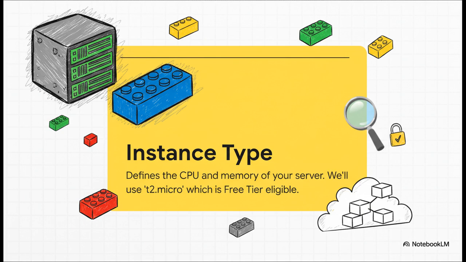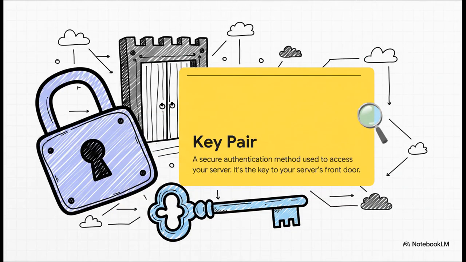Now, we can't just build this server and leave the front door wide open. We need a lock and we need a key. That is exactly what a key pair is. It's a super secure, unique cryptographic key that proves it's really you when you try to connect. If you don't have the key file, you're not getting in.